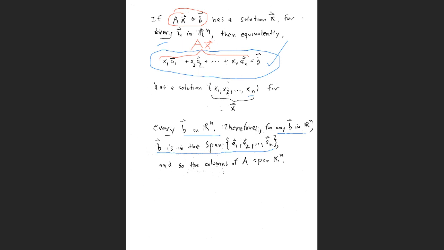Because on the left here, what you're saying in this statement is that vector equation, if it holds true, and it does, means that the vector B can be written as a linear combination of the column vectors of the matrix A. And that means that B is in the span of the column vectors of the matrix A. And therefore, the columns of A span Rn. And we've just proven the statement.